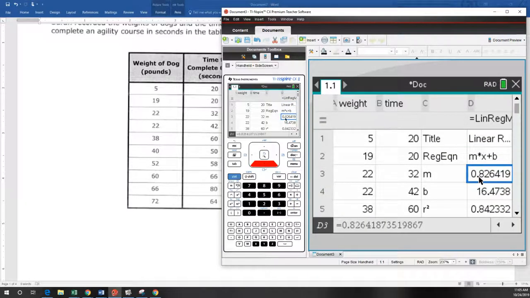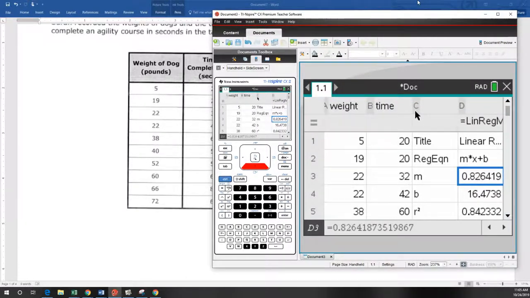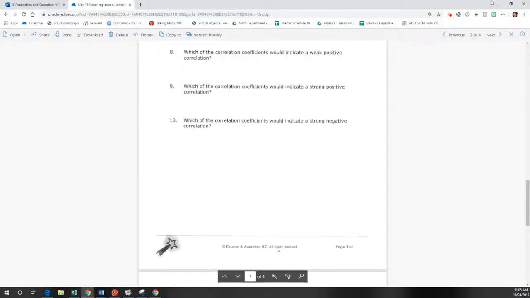So it says my M is 0.826419 and my B is 16.4738. So I'm going to actually use all of the digits that they give me. I'm not going to round anything.